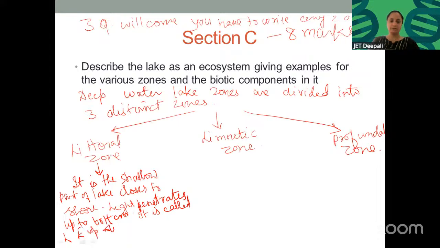Euphotic zone has rich vegetation and a higher rate of photosynthesis, hence it is rich in oxygen. Okay. So what will you write?